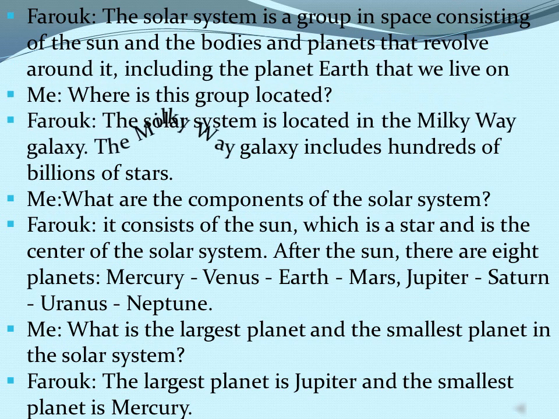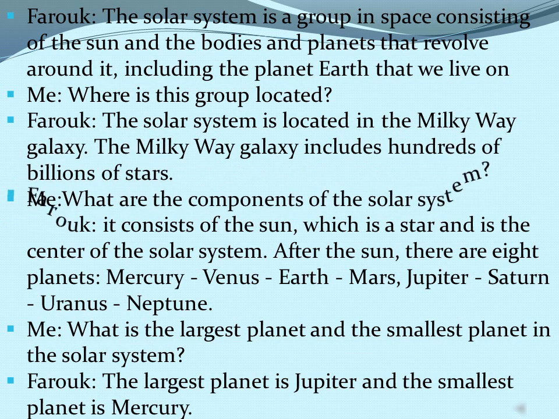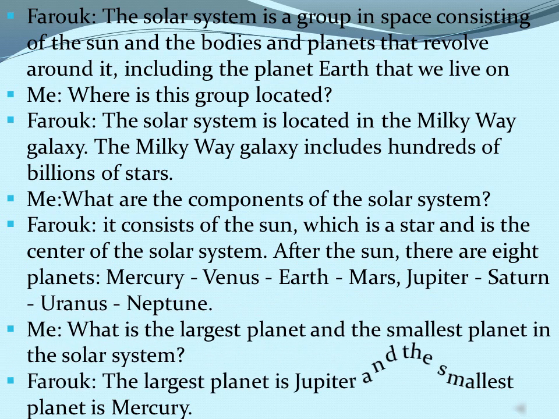Where is this group located? Farouk: The solar system is located in the Milky Way galaxy. The Milky Way galaxy includes hundreds of billions of stars. What are the components of the solar system? Farouk: It consists of the Sun, which is a star and is the center of the solar system. After the Sun, there are 8 planets: Mercury, Venus, Earth, Mars, Jupiter, Saturn, Uranus, Neptune.